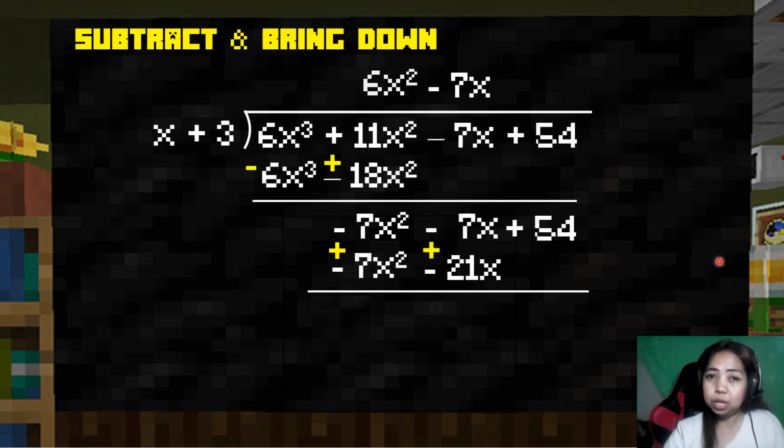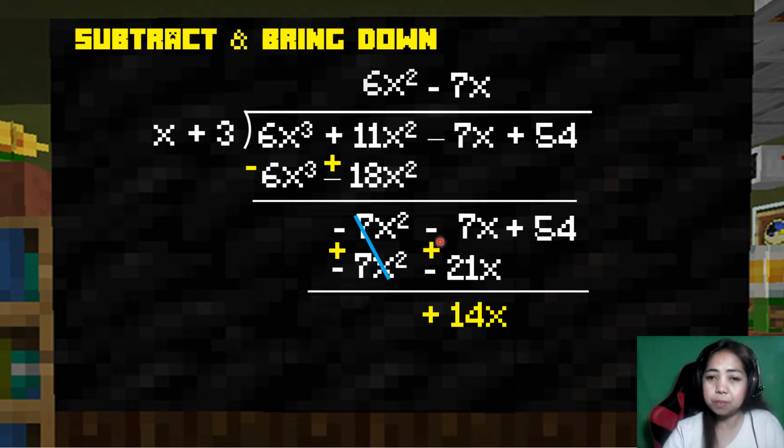At inuulit ko, pag pareho ng sign, add. Pag magkaiba ng sign, subtract. So, negative 7x squared plus 7x squared, magkaiba ng sign, subtract. So, 0 na, di ba? 7x squared minus 7x squared, 0 na siya. Ito naman silang dalawa, magkaiba rin ng sign, so subtract. 21 minus 7 is 14x. Positive siya kasi mas malaki yung 21.